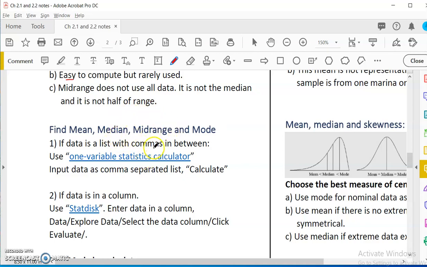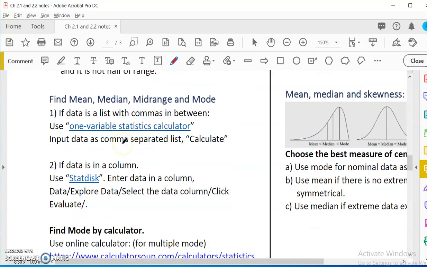So how do you find all these different mean, median, mid-range, and mode? There are 2 calculators that you can use.